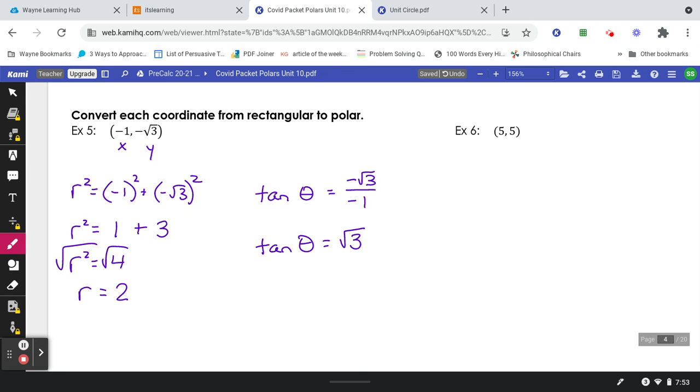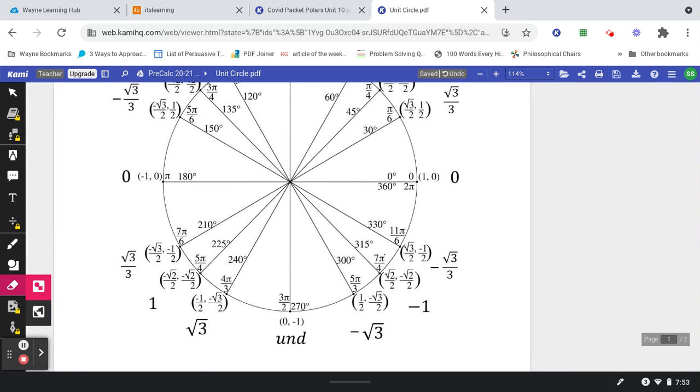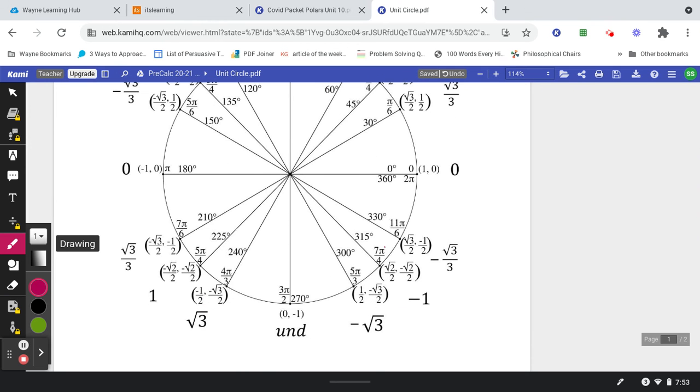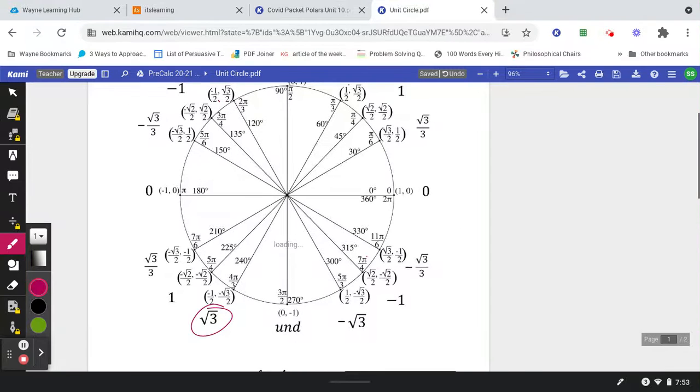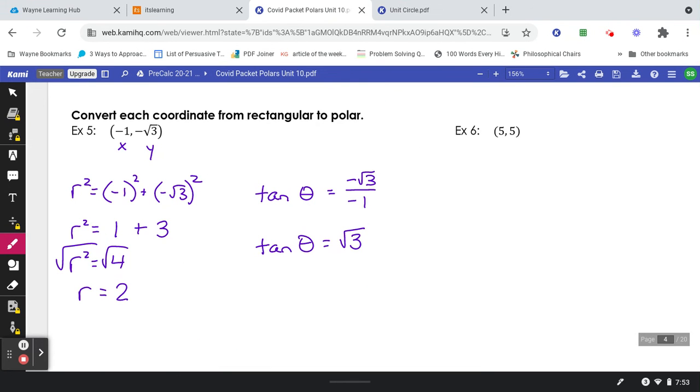Now, here's a slight problem. When we go to our unit circle, there are actually 2 places on the unit circle where the tangent of the angle is radical 3. It happens right up here, and then it happens down here in this bottom corner. So we need to figure out which one of those is the correct answer, either pi over 3 or 4 pi over 3. And the way we do that is we do a miniature sketch of the graph just to plot this point.